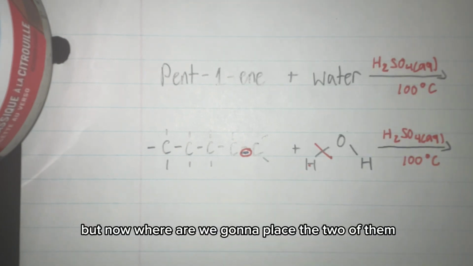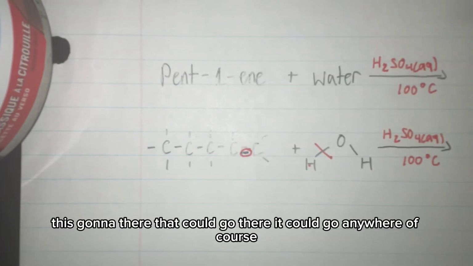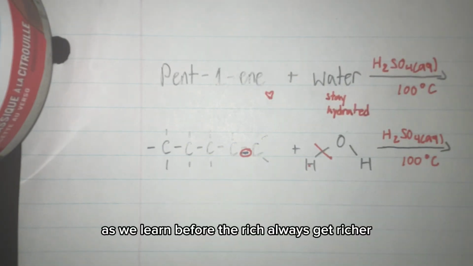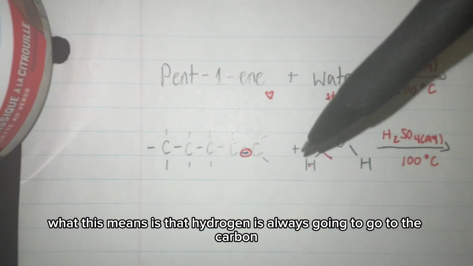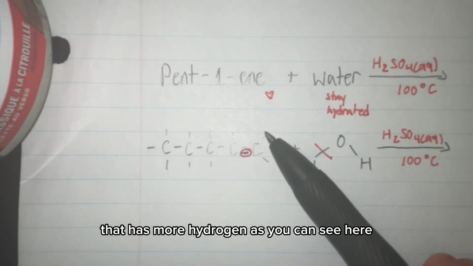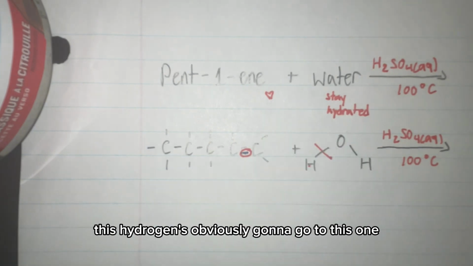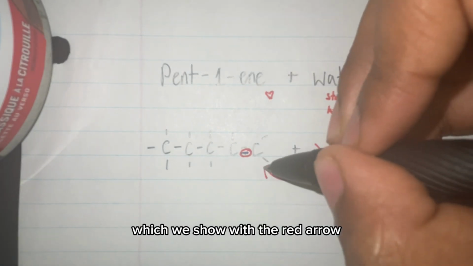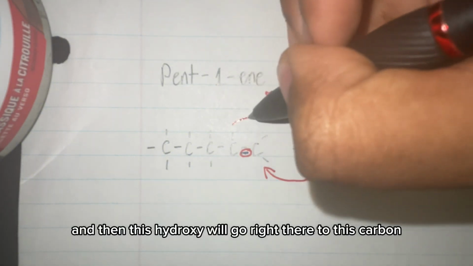But now, where are we going to place the two of them? Because this can go here, this can go there, that could go there. It can go anywhere, of course. As we learned before, the rich always get richer. So what this means is that hydrogen is always going to go to the carbon that has more hydrogen. As you can see here, these have 2 hydrogens while this has 1, so rich gets richer. This hydrogen is obviously gonna go to this one, which we show with the red arrow, and then this hydroxy will go right there to this carbon.